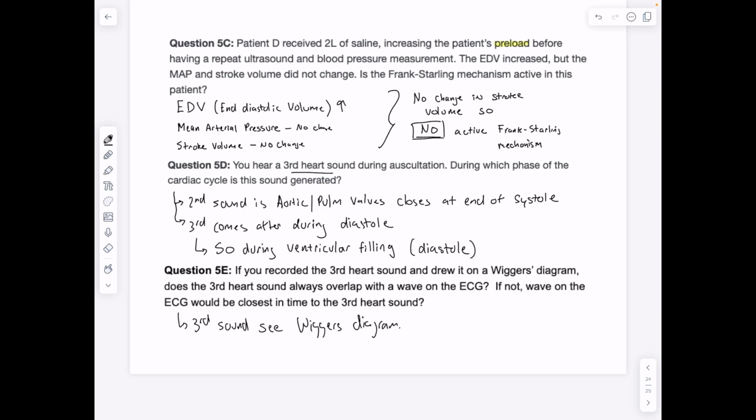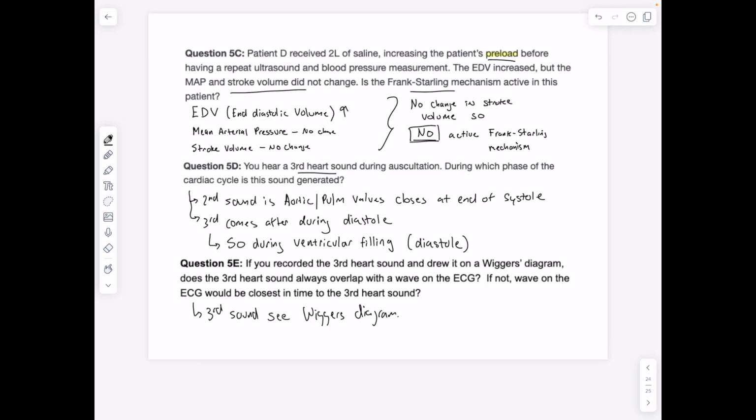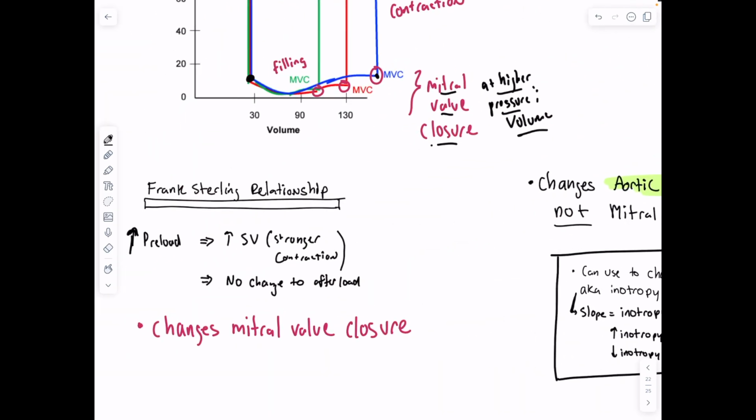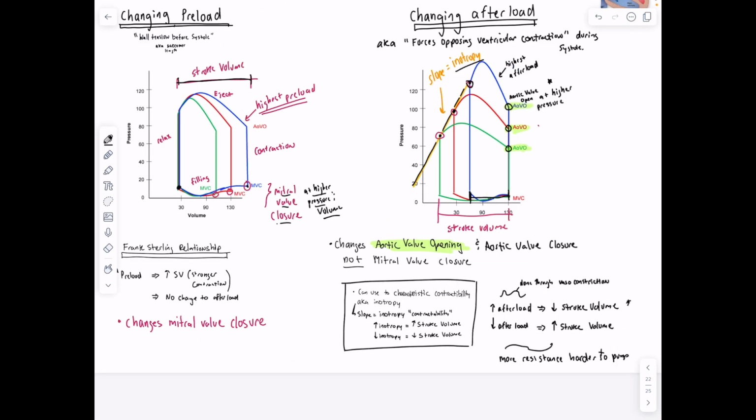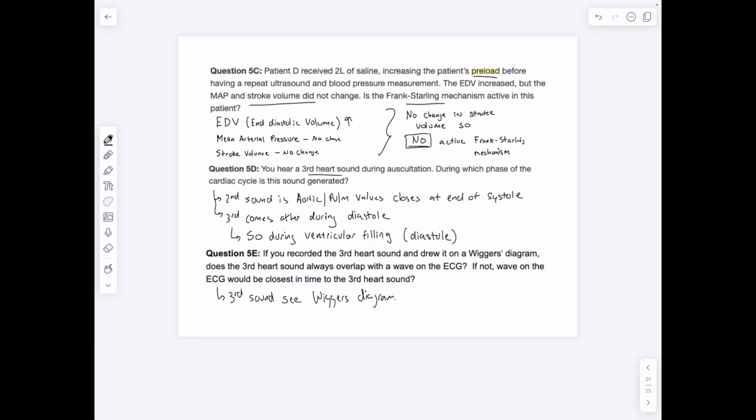Anyways, question 5C, we've increased the patient's preload, but stroke volume didn't change. Is the Frank-Starling mechanism active? All right, so the Frank-Starling mechanism says if preload increases, then stroke volume is going to increase, right? That's saying if wall tension before contraction is higher, there's a lot of tension in that wall of the ventricle. It wants to not have the tension, so it wants to squish down, then stroke volume should go up. In this case, stroke volume didn't go up, so we're saying that the Frank-Starling mechanism is in fact not active because stroke volume should have gone up.